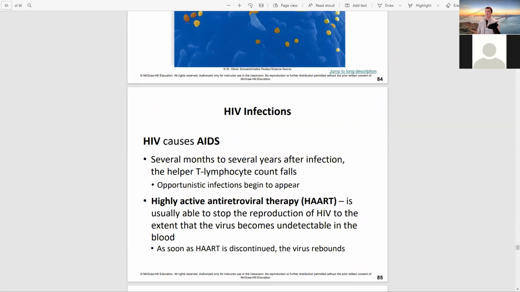So several months to several years after infection, the helper T lymphocyte count falls. Opportunistic infections begin to appear. Highly active antiretroviral therapy is usually able to stop the reproduction of HIV to the extent that the virus becomes undetectable in the blood. But as soon as HAART is discontinued, the virus rebounds.